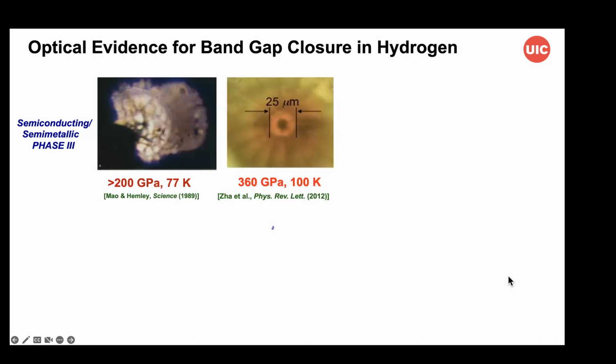Just very briefly, we focused on optical studies over the years, and the very first observations of so-called black hydrogen go back to 1989, when we found it in heterogeneous samples at pressures above 200 GPa. At that time, we couldn't measure pressure above 200 GPa, but we estimated it was some pressure above 2 megabars. One has this band gap closure. We could not determine whether it was a metal or not, but there was evidence for band gap closure.